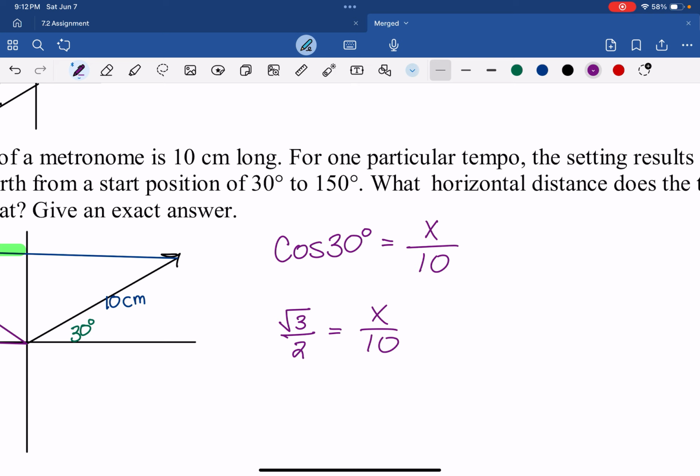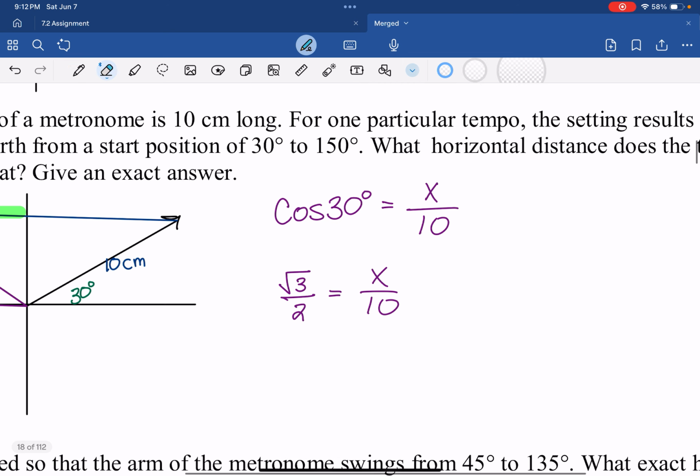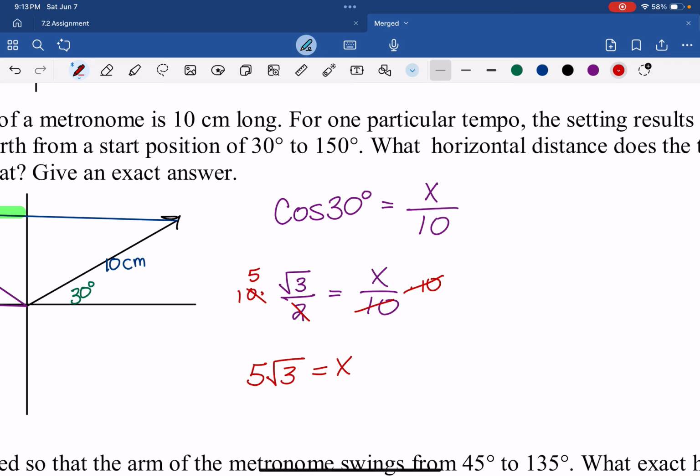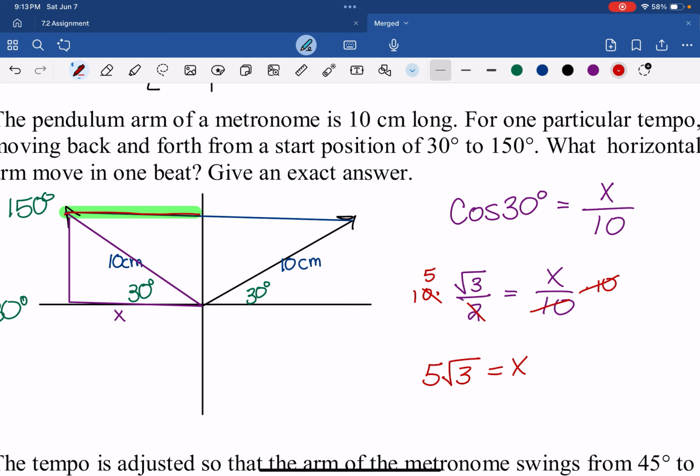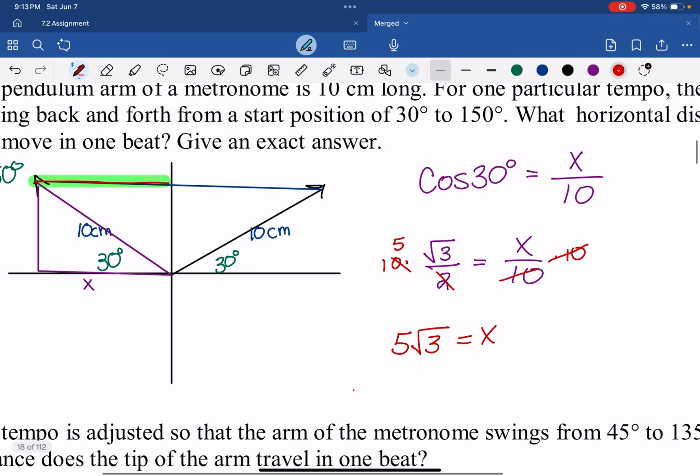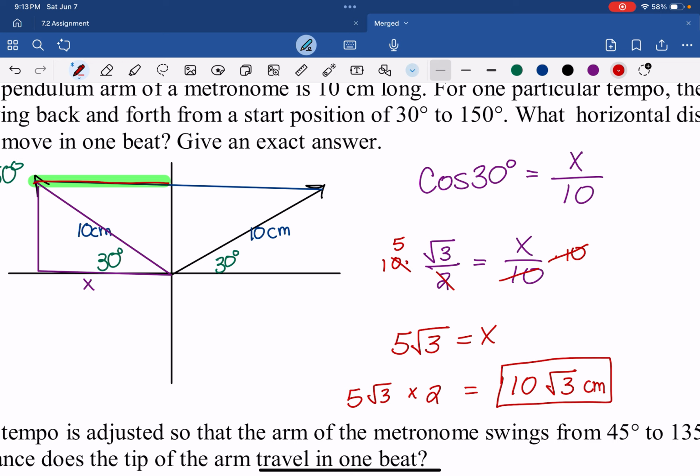So now I can solve for x. I'm going to multiply both sides by 10. This will cancel, and then the 10 and the 2 will become a 5. So my answer here will be 5 root 3 equals x. However, I'm not completely done. That only represents this one section, and it's following two of those. So I'm going to take 5 root 3 times 2. So the answer is going to be 10 root 3, and this would be in centimeters.